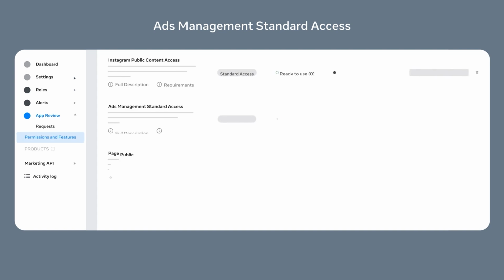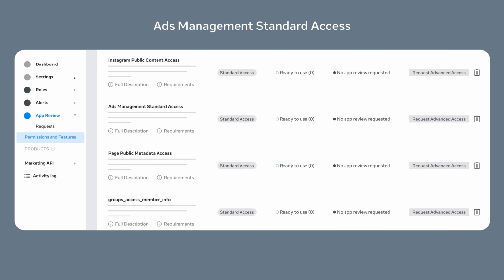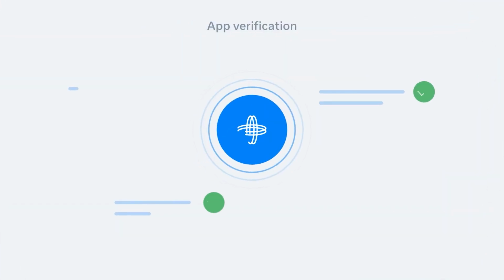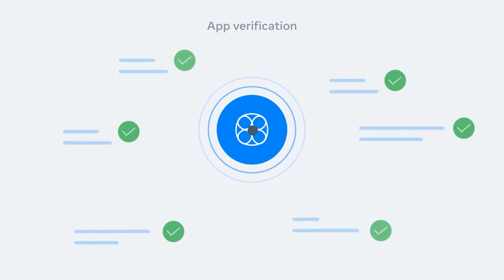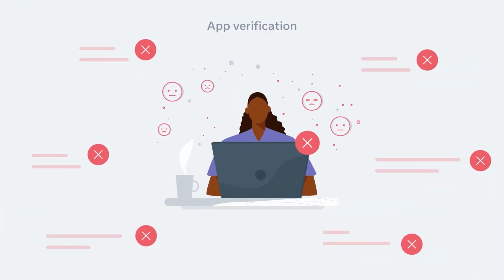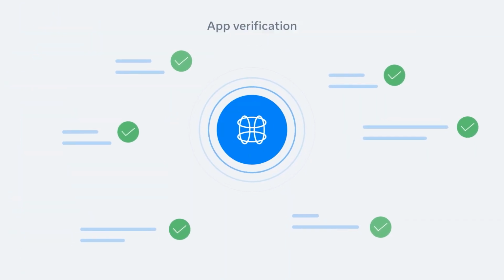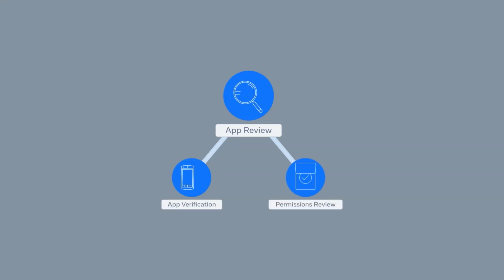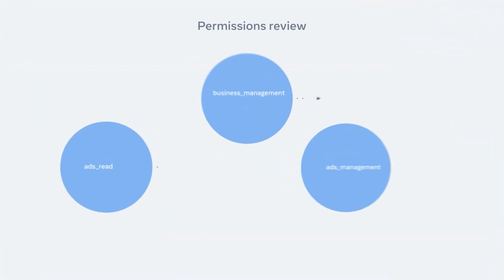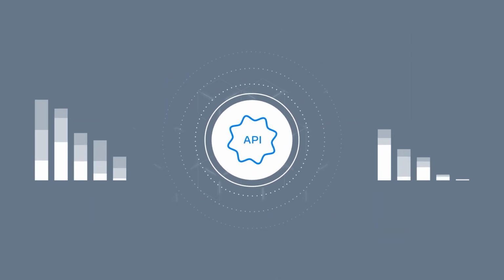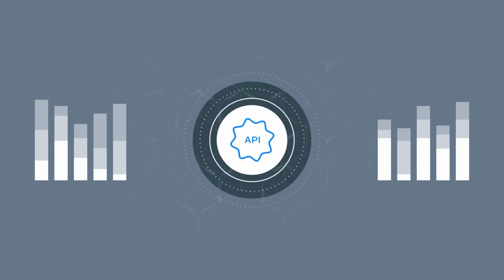In addition, App Review opens an opportunity to increase the marketing API rate limit threshold by applying for a feature called Ads Management Standard Access. An App Review submission includes an app verification which checks if the developer app aligns with your business use case and, if applicable, does not cause a negative user experience. It is also important to note that there may be different requirements for the server-side apps and those that have user interface components. And a permissions review, which ensures the submission only contains app permissions relevant to the business use case.